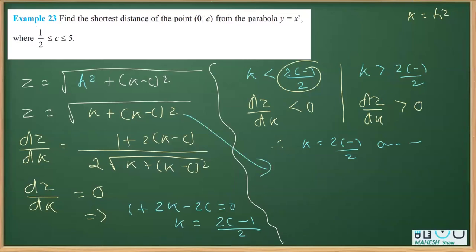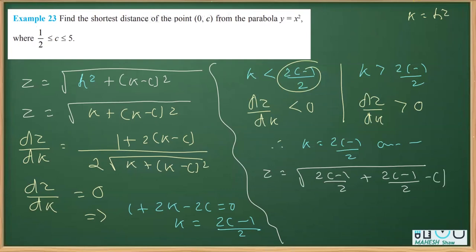Once you have written that, now we have to find the minimum distance, and I'm using this one to find it. The calculation is here. Z is equal to the whole under root of k, which is 2c minus 1 by 2, plus (k again replaced by 2c minus 1 by 2, minus c) whole squared. On simplifying, the 2c gets cancelled with this 2c, so it's minus 1 by 2 whole squared, which is 1 by 4.